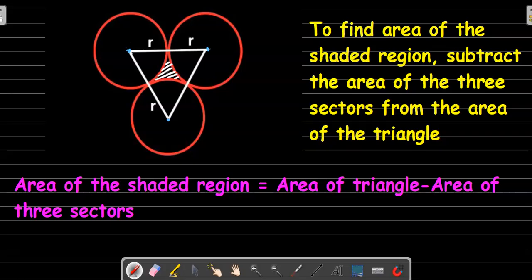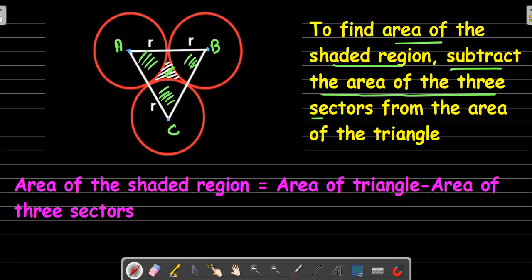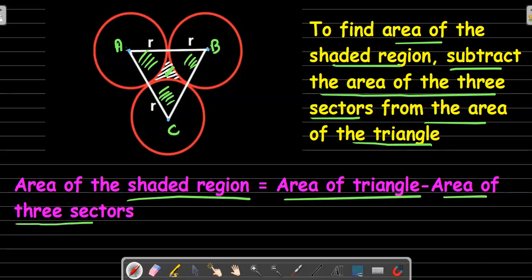Now, to find the area of the shaded region, that is this region, first you find the area of the triangle ABC. Then, from the area of the triangle, you subtract the area of these three regions. These three regions are called sectors. So the area of the shaded region is equal to the area of the triangle minus the sum of the areas of the three sectors.